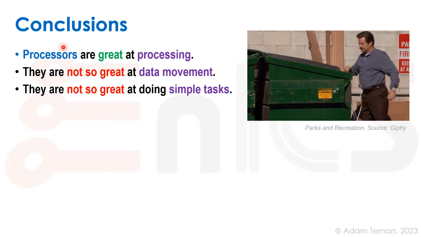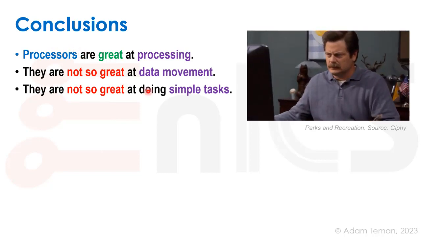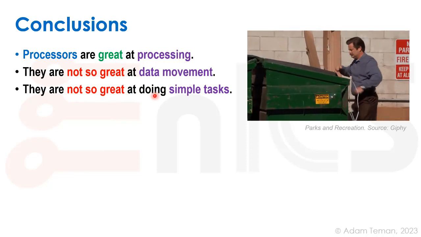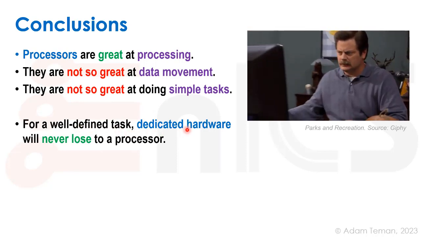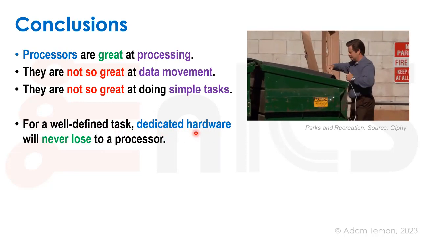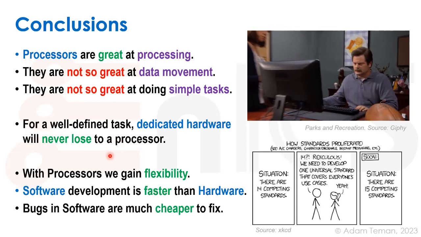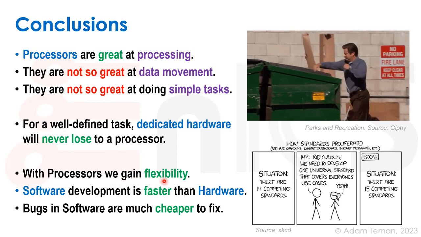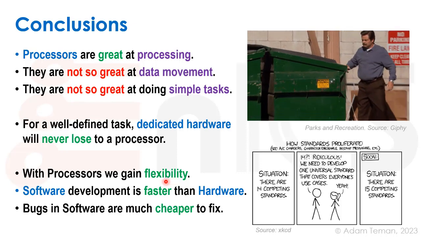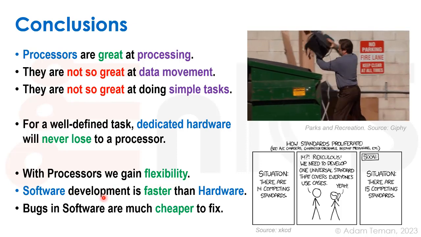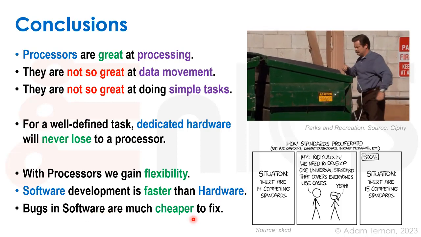Processors are really great at processing, but as you can see here, we may want to throw our computer away. They're not so great at data movement. They're not so great at doing all kinds of simple tasks. And in those cases, if it's a well-defined task, we should write an accelerator or a controller, some dedicated hardware, because it's never going to lose out to a processor. So why do we use processors? Well, one of the big reasons is because processors are flexible. We write things in software, we program them, we compile them, and we very easily get something else. Software development is much, much faster than hardware development, and bugs in software are much cheaper to fix.